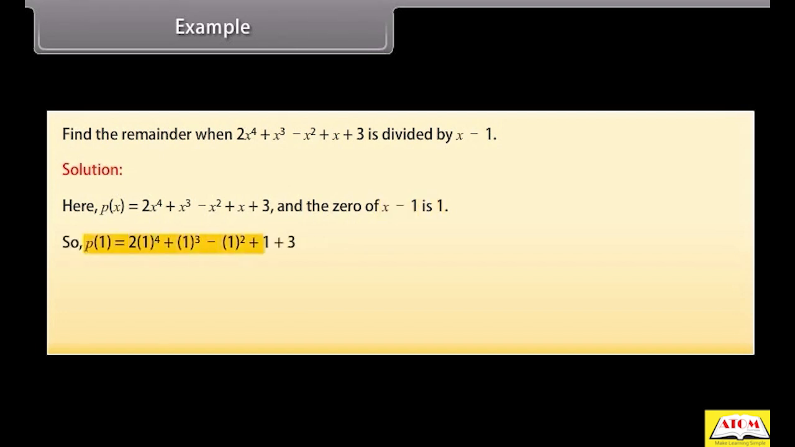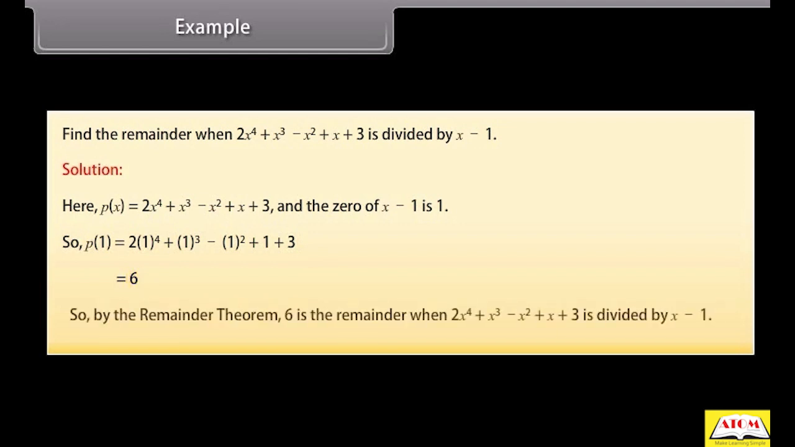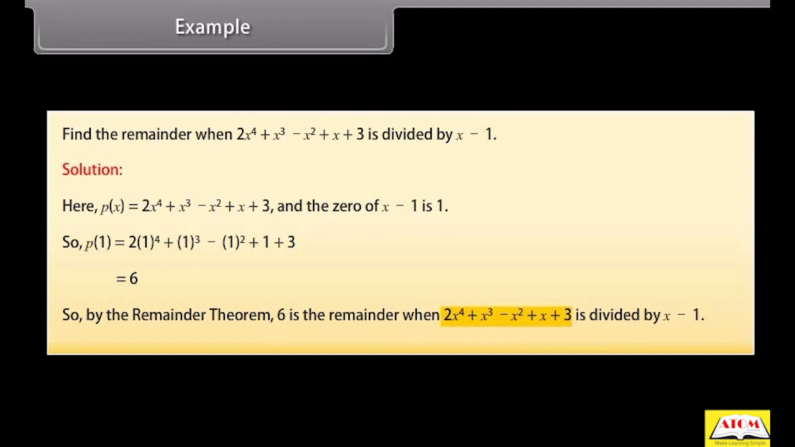So, P(1) = 2(1)^4 + 1^3 - 1^2 + 1 + 3 = 6. So, by the remainder theorem, 6 is the remainder when 2x^4 + x^3 - x^2 + x + 3 is divided by x - 1.